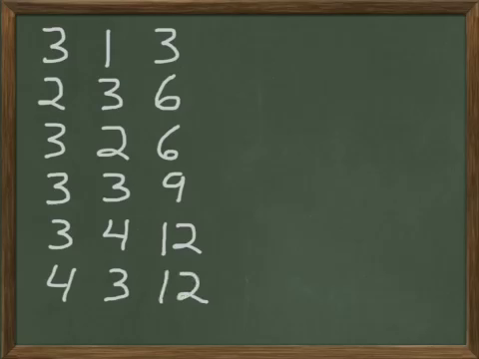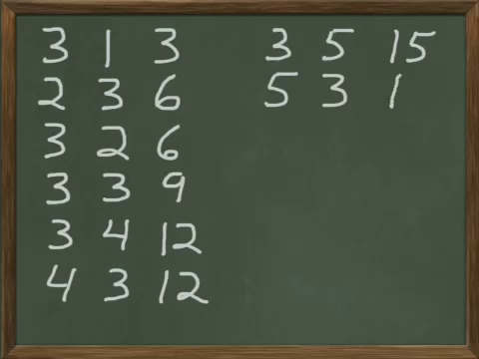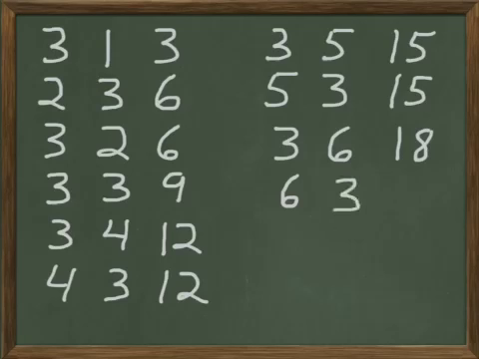Let's do 3 times 5 next. 3 times 5 is 15. And 5 times 3, we just switched those two numbers around. 5 times 3 is, what do you think? That's also 15. All right, let's do 3 times 6. 3 times 6 is 18. So how much do you think 6 times 3 is? 6 times 3 is also 18.